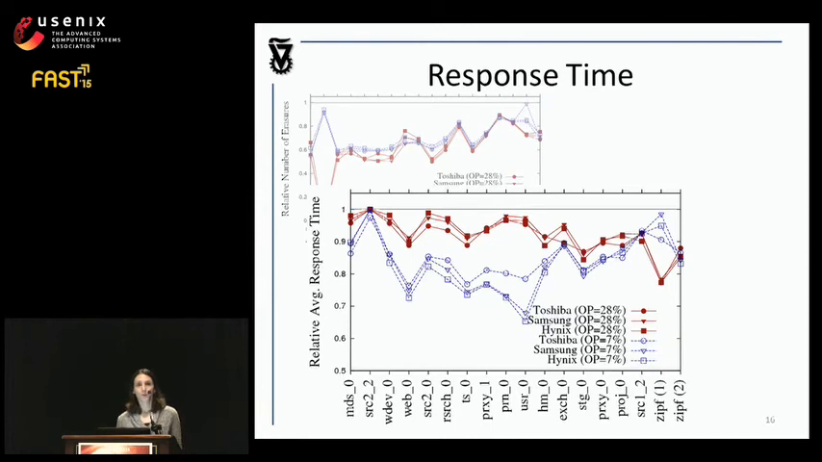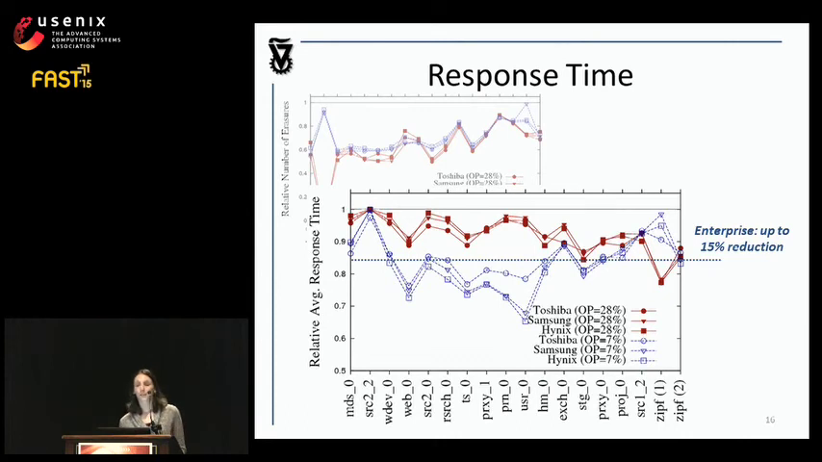In terms of response time, again, we're looking at the different traces, and the y-axis is the relative average response time compared to a standard SSD. So what we see here is that there's always an improvement in performance, because whenever we save erasures, we improve performance. In the enterprise class setups, the improvement is up to 15% reduction in average response time.